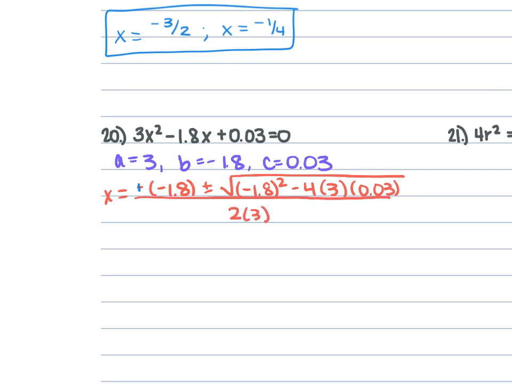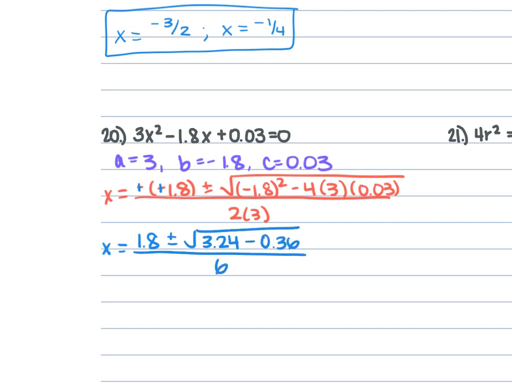All right, so simplifying this, these negatives are going to turn into a positive. We are going to have x is equal to 1.8 plus or minus the square root of that negative 1.8 squared gives us 3.24 minus 4 times 3 is 12 times 0.03 gives us 0.36 all over 6. If we simplify this, that 3.24 minus 0.36 gives us 2.88. So this is x is equal to 1.8 plus or minus the square root of 2.88 all over 6.